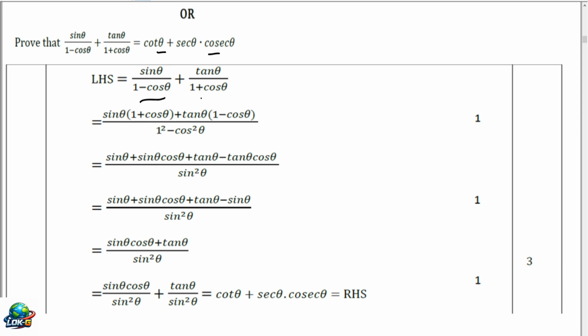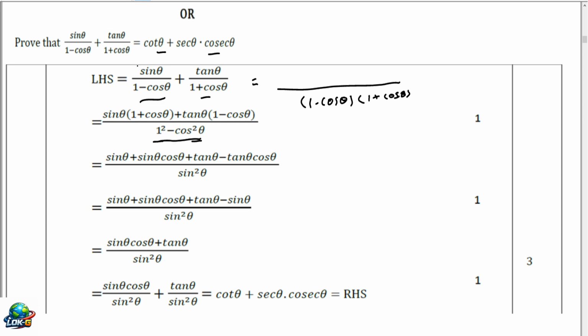What is LCM here? 1 minus cos theta into 1 plus cos theta is LCM. It is directly written as A minus B into A plus B becomes A square minus B square. You can write this step also by writing 1 minus cos theta, no problem, even if you write directly into 1 plus cos theta. A plus B into A minus B becomes what? A square minus B square. Therefore, you get 1 square minus cos square.